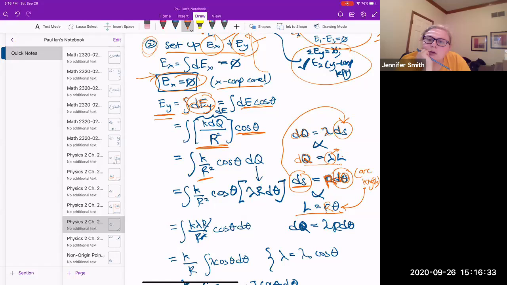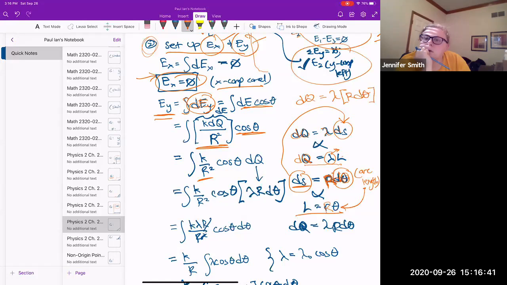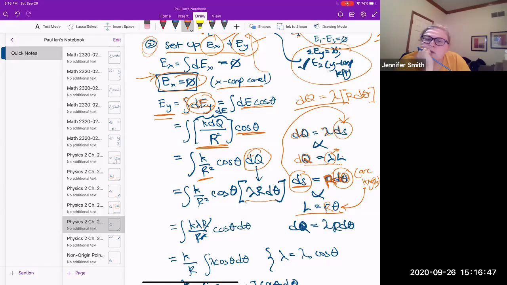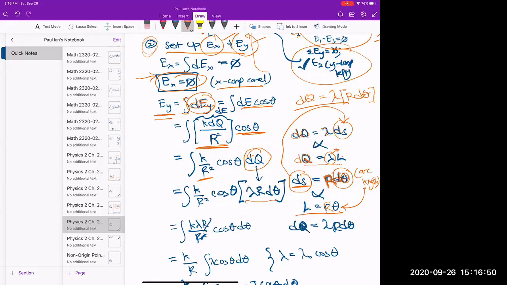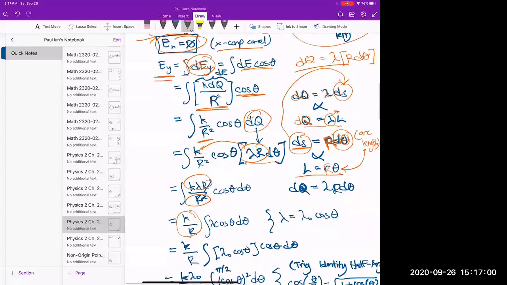Once you do that, dq becomes lambda R d theta, and that's what we have here. The next thing is to simplify. You move this lambda R to the front, it cancels with the R squared, and I got k over R, which is a constant.